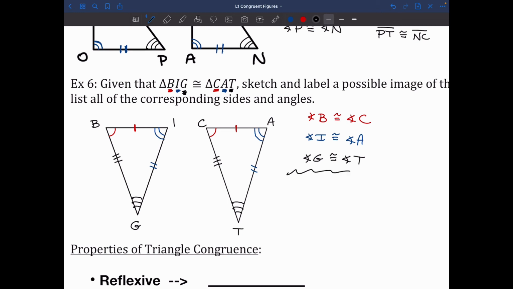As far as the sides are concerned, same deal. The segment from B to I is the same as the segment from C to A. That's what that red marking is telling us on that side. Segment from I to G is the same as the segment from A to T. And last but not least, G to B is congruent to T to C. So again, we're just matching up the pieces that go together. That's really all we're worried about on this.